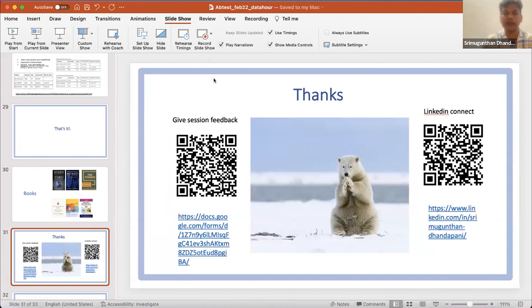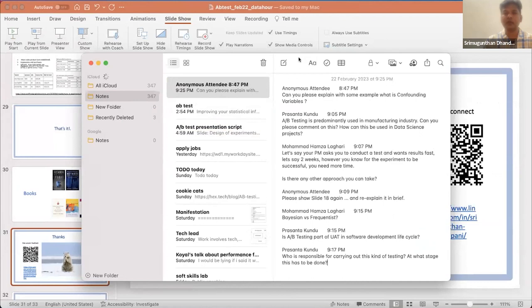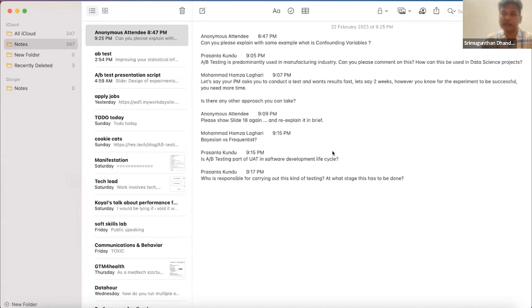Okay, let me also make a note of this. So I'll just answer one or two questions. The first question is, can you please explain with some example what is a confounding variable?